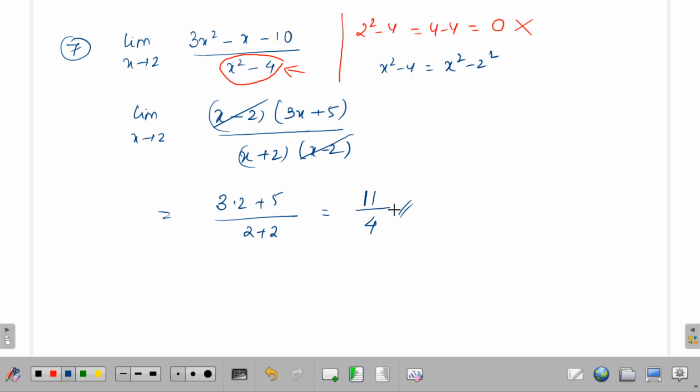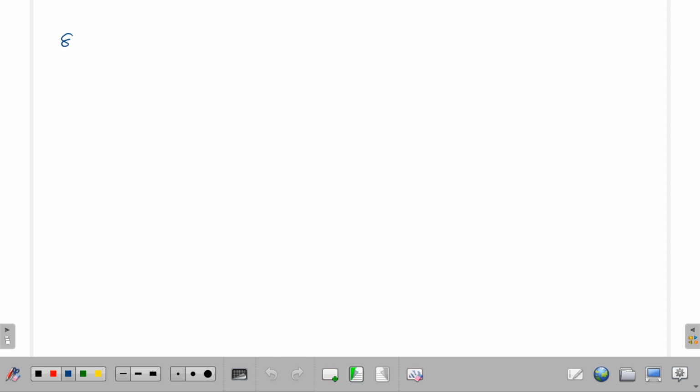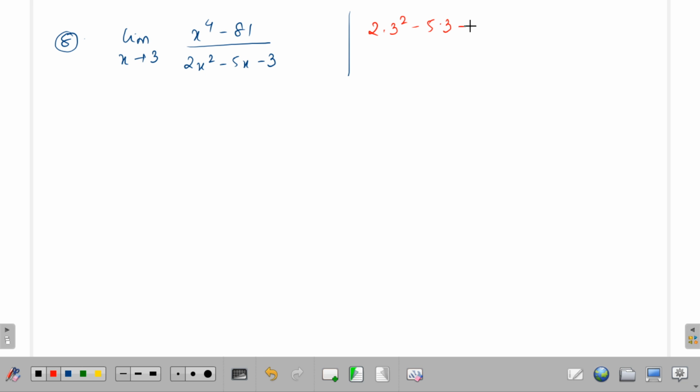Now, if you didn't get it till now, let us try to solve in a similar manner your question number 8 and then see whether we are clear with that or not. So question number 8 is given as limit of x tends to 3, x to the 4 minus 81 divided by 2x squared minus 5x minus 3. Now again the same thing, just look at the denominator first. If you simplify the denominator and put the value for x, we'll get 2 into 3 squared minus 5 into 3 minus 3, which would be 18 minus 15 minus 3. The answer would be 0.